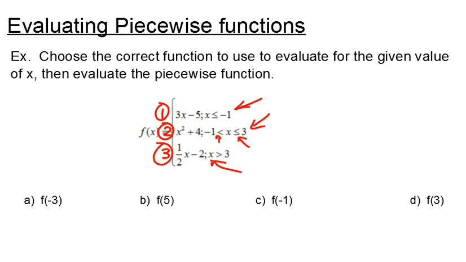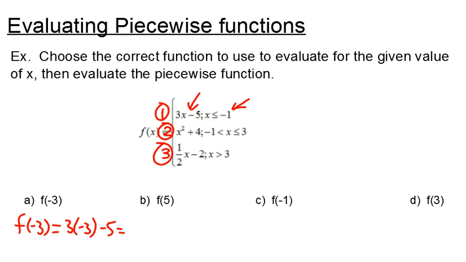But which of these pieces should I plug it into? The first, second, or third? Well, since negative 3 is in this piece's domain right here, I use the first piece. So f at negative 3 would equal 3 times negative 3 minus 5. So when you do the math, does everybody agree that's negative 14? You guys tried B on your own, and I'm going to do C now.